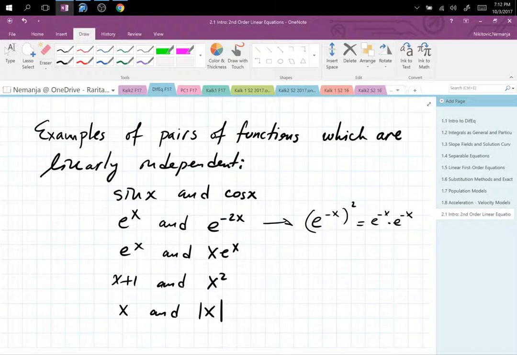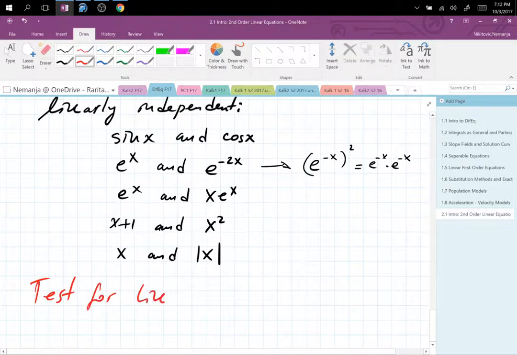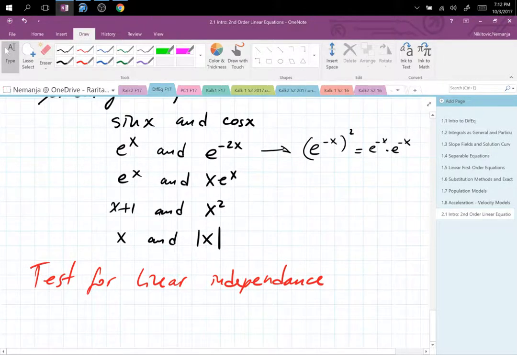Now, I want to know the test for linear independence. The test for that is the Wronskian. It's the Wronskian now. With letters.